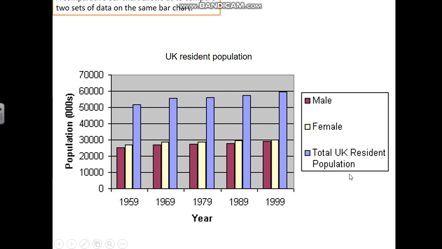So again, this one is the UK resident population. We've got a label here, we've got a label here, we've got the different year groups, and we've got our key. So we've got purple is male, white is female, and the blue is the total resident population. So you can compare male and female side by side and see what proportion of the total they are just by comparing the three bars together. And you can see how they change over time.